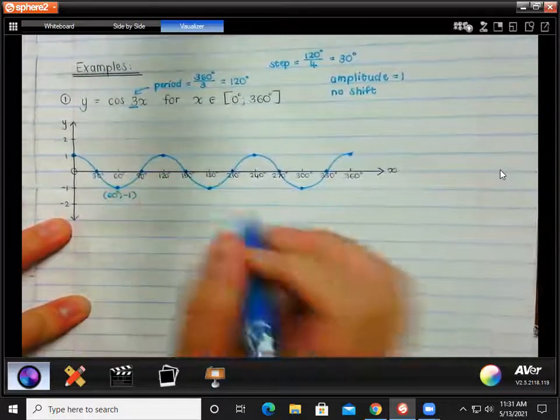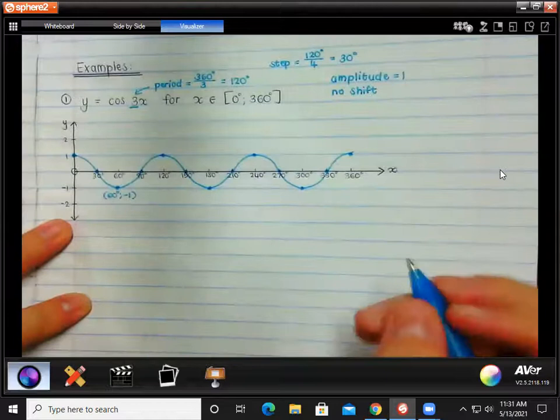And then, guys, all your turning points you're going to have to label with their coordinates, please. So do that as well.